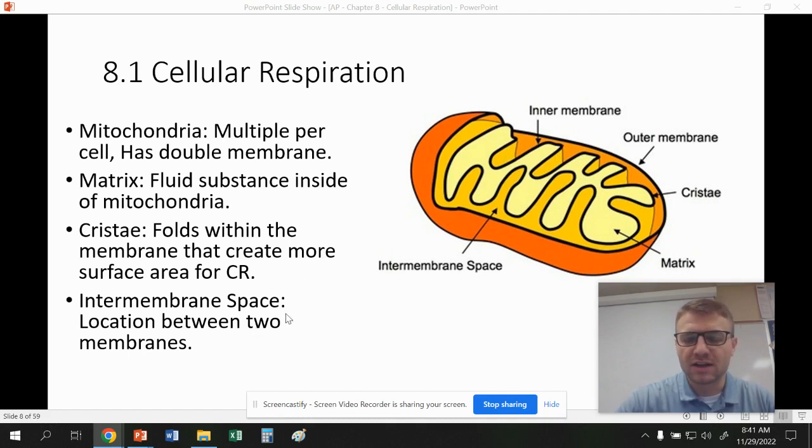We'll get into more surface area and volume ratios when we get to cells in mitosis, but the intermembrane space is the location between the 2 membranes. And if you think about it, we're compartmentalizing here. We're making a larger area smaller and giving it specific jobs. So this is the basis of what the mitochondria is. You have to know where all these locations are: inner and outer membrane, intermembrane space, matrix, and these folds, which are called cristae.